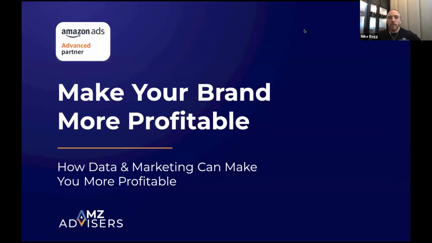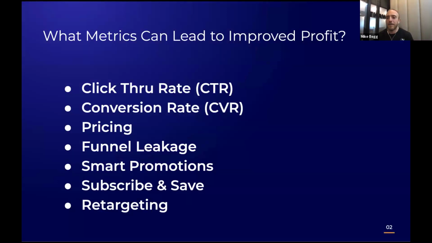Slideshow. So how do we become more profitable on Amazon, and how do we use the data we have within our seller account? We're going to go through a few different examples of what you can do. We're going to look at different metrics like click-through rate, conversion rate, your pricing, what your sales funnel looks like, and where you're leaking profit in your sales funnel. Going to be looking at smart promotions, subscribe and save, and retargeting.